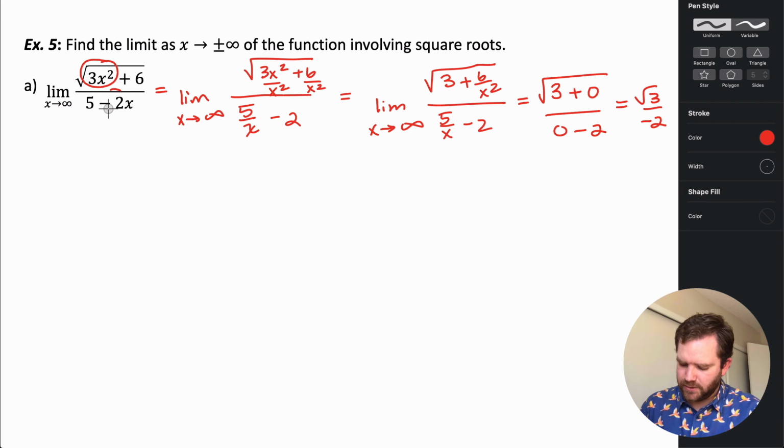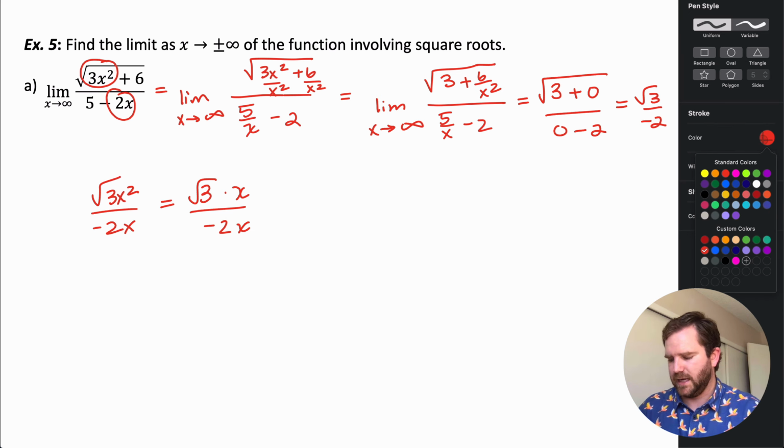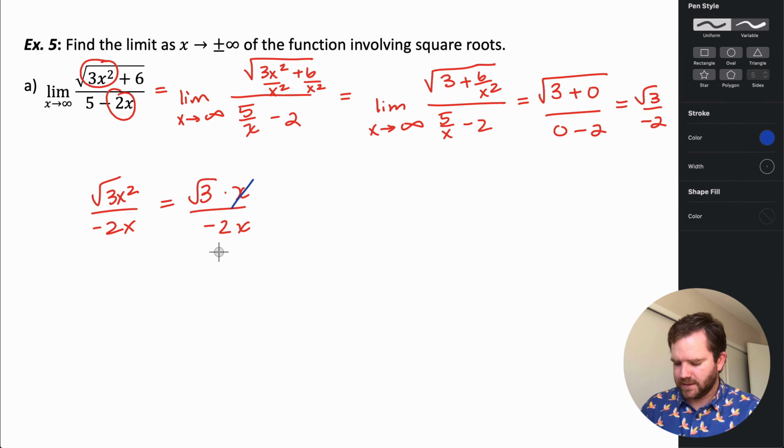So we really could have just looked at what we started with here. Right? We could have just looked at what we started with here and considered the square root of 3x squared over negative 2x. We just had to remember that the square root of 3x squared is equal to the positive rad 3 times x when x is going to infinity. And it would be negative rad 3 times x as x goes to negative infinity, which we'll see in the next example. So those would have canceled and we would have gotten rad 3 over 2.